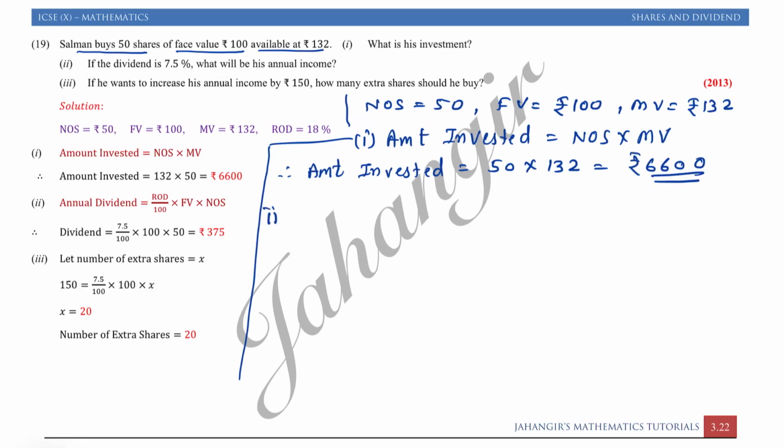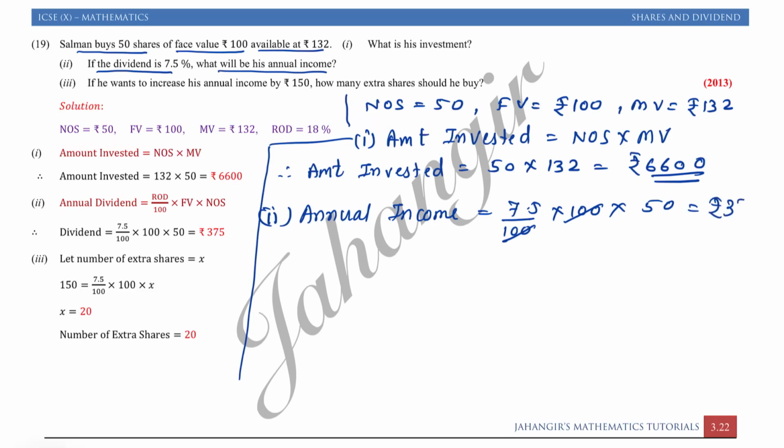First part is done. In the second part, if the dividend rate is 7.5%, find its annual income. So annual income is equal to rate of dividend upon 100 into face value 100 into number of shares 50. Cancelling this, you get 75 into 5. 75 into 5 is rupees 375.